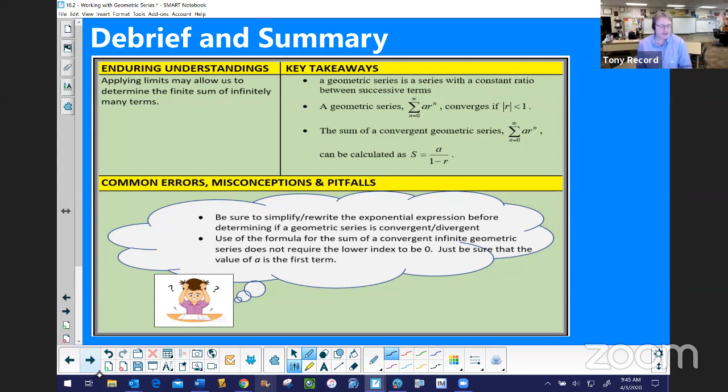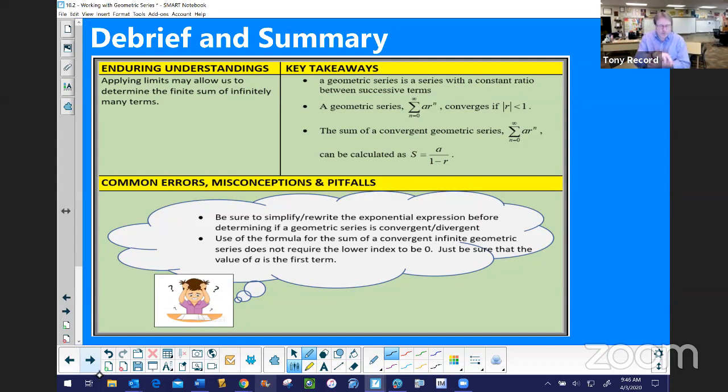There are lots of misconceptions and errors that students can make. Two of the most common ones: be sure to simplify or rewrite those exponential expressions before determining what your r value is and whether or not your series converges. You saw that happen quite a bit in our examples. And the use of the formula for the sum of a convergent infinite geometric series does not require that lower index to be 0. Just be sure that the value of a is the first term.